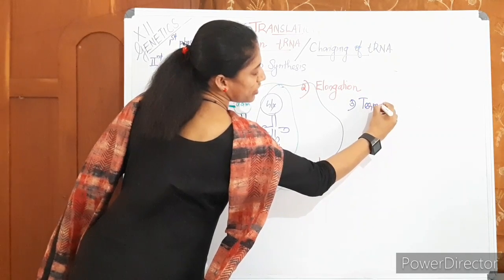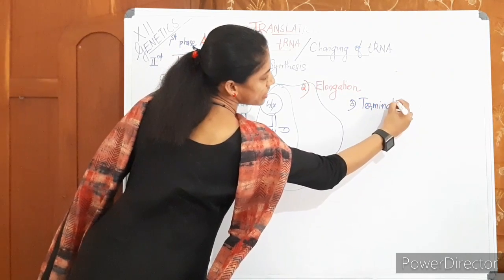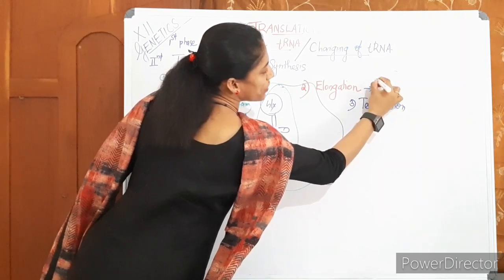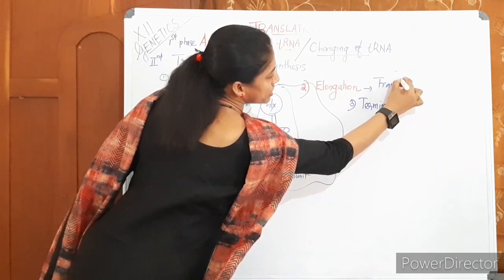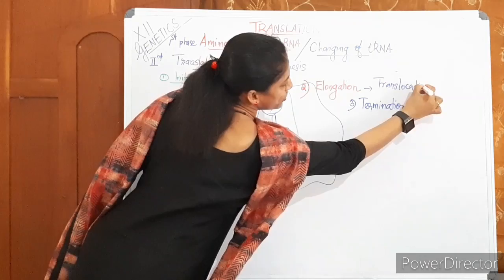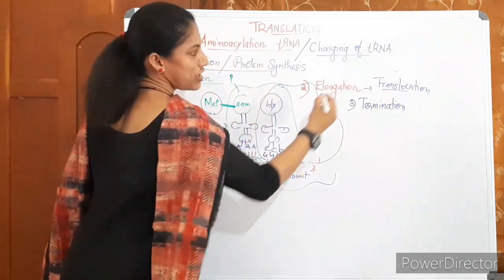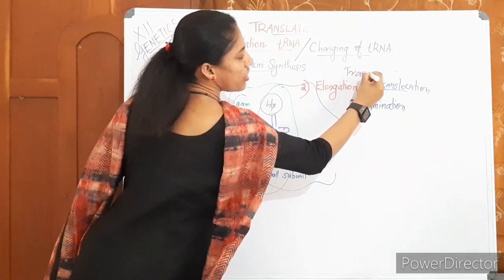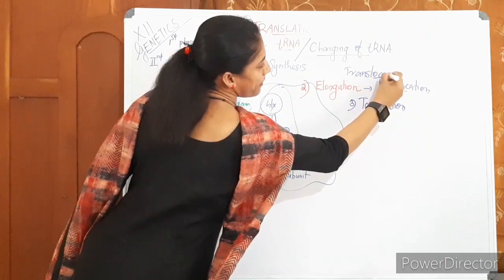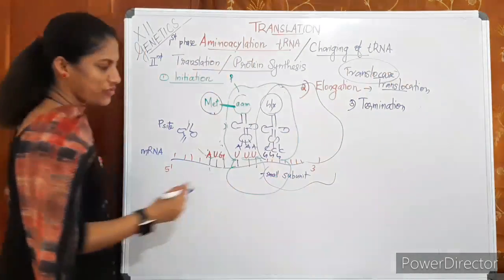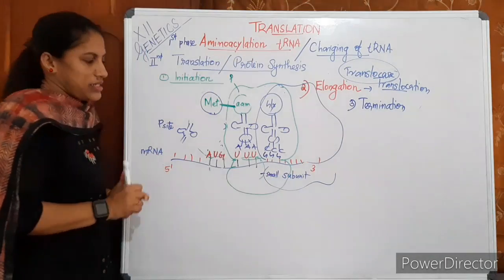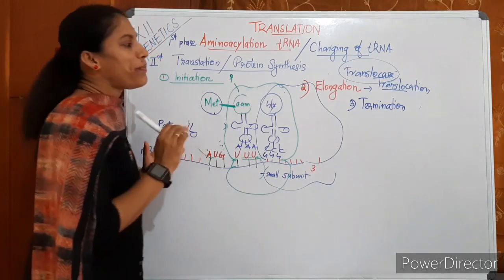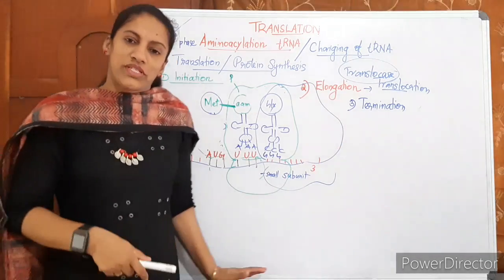Termination. For the elongation, the process is also called translocation, movement from one to the other. An enzyme is used, called the translocase enzyme. It's another term for translocation, translocase enzyme. So what happens? How does termination become possible?